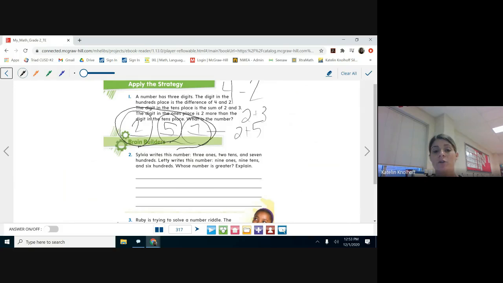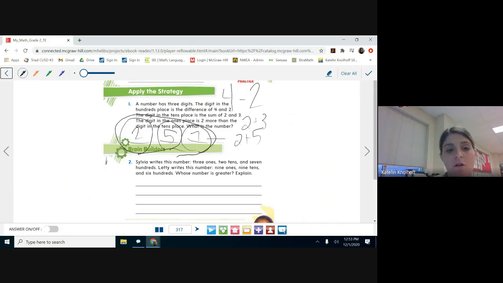All right, let's look at number 2. Sylvia writes this number, 3 ones. So let's draw our H, T, O. And then we're going to put our H, T, O over here. Okay, and it says that Sylvia has 9 in the ones place. So we're going to do 9. Oh, I'm sorry, 3 in the ones place, 2 in the tens place, and a 7 in the hundreds place.